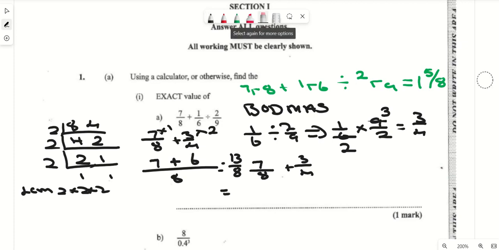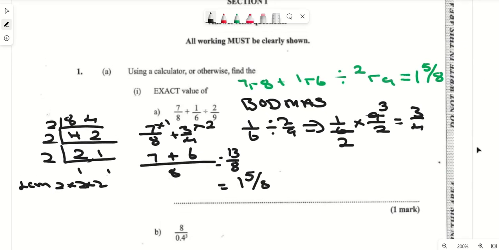Let me erase this because it's in the way. Right? 1 times 8 is 8. And how much to make 13? 5 over 8, which is the same answer. So the answer is 1 and 5 over 8. But for this question, guys, I would use my calculator. This is just one mark. You don't want to be wasting time doing this question.